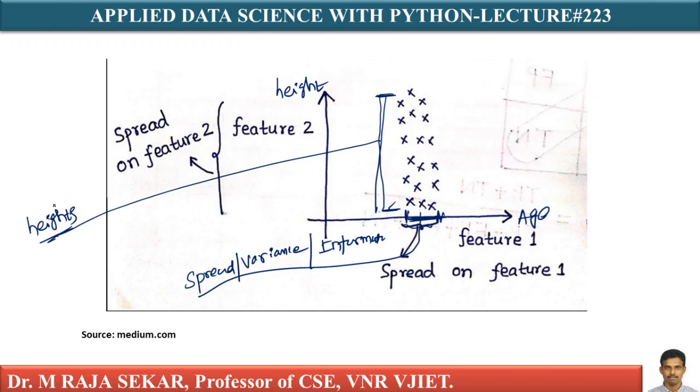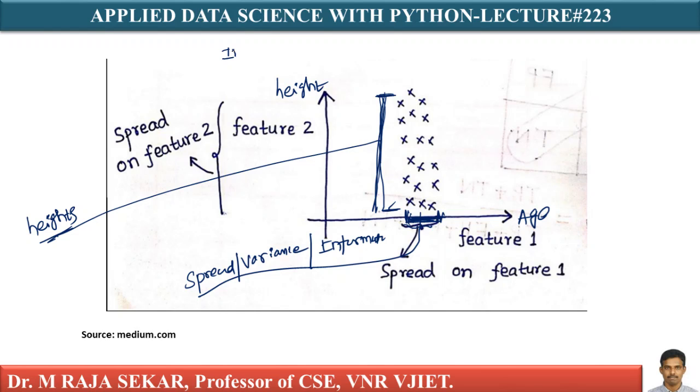As we are seeing in the graph, the spread of feature 1 is very low. Just see this width and this width. This width is very low, isn't it? Which width? On age. I can say the spread of feature 1, that is age, is very low. Here the spread means variance, or even I can say information. The information contained by feature 1 is very low.